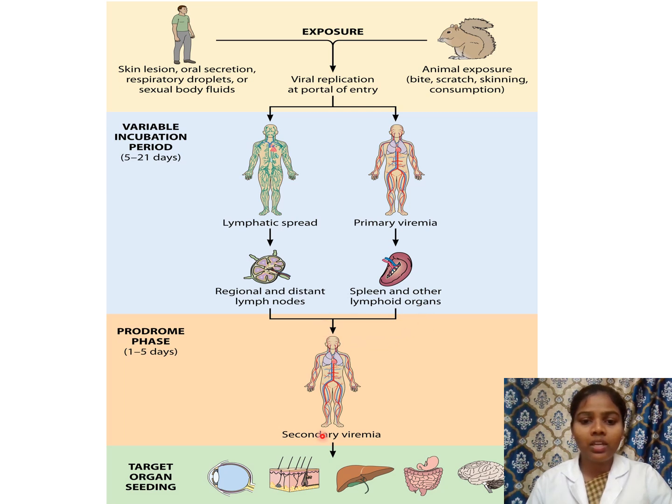Then it will lead to the secondary viremia, and finally the target organ seeding takes place in organs like eye, skin, liver, digestive system, and brain. So here the incubation period may be from 5 to 21 days, and the prodrome phase where we can see symptoms is from 1 to 5 days.